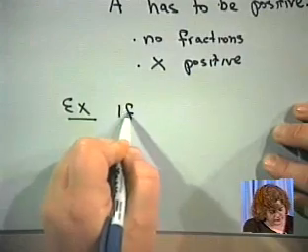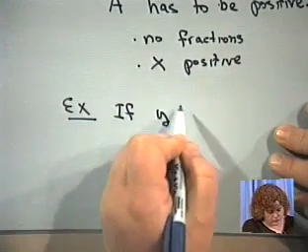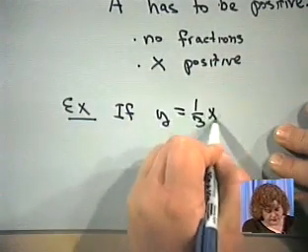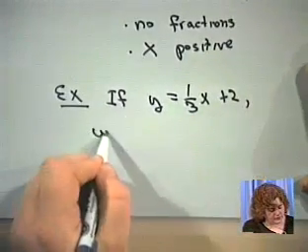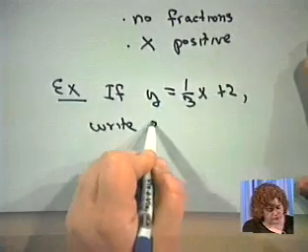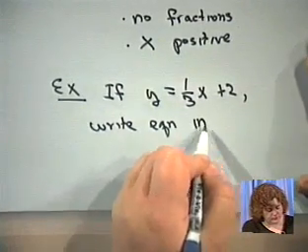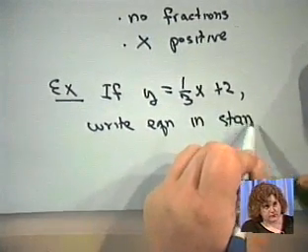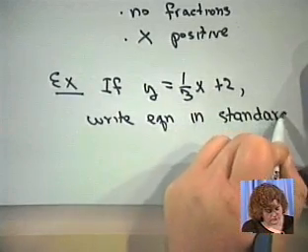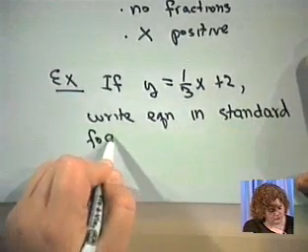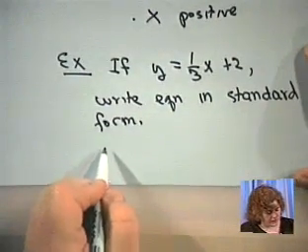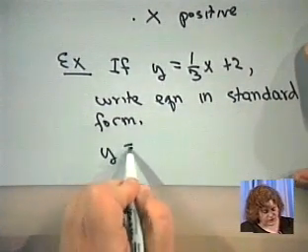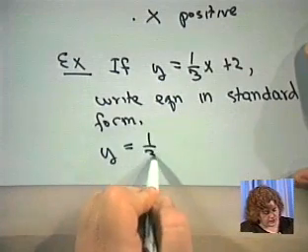If y equals 1/3 x plus 2, write the equation in standard form. Well, you'll have noticed x and y were on the same side, and there were no fractions. You can go at this more than one way.